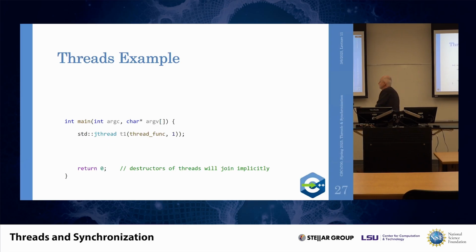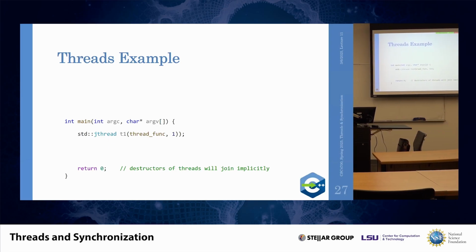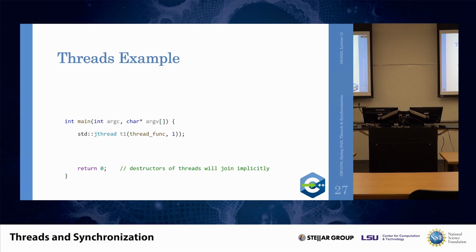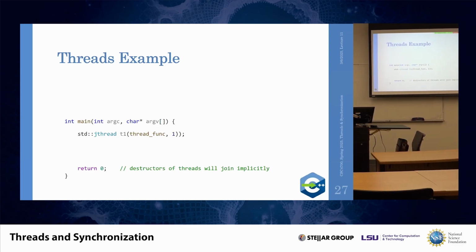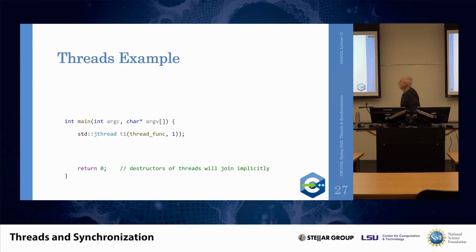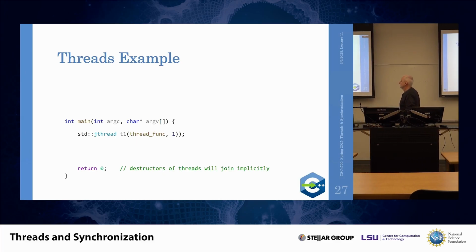I'll create one thread, a JThread in this context. That's why its destructor will automatically join whenever that thread goes out of scope. It will wait, so main will not exit before the thread is finished running. The thread function is defined here.